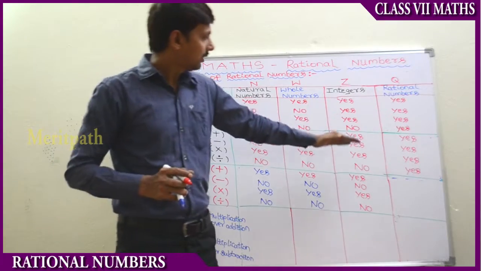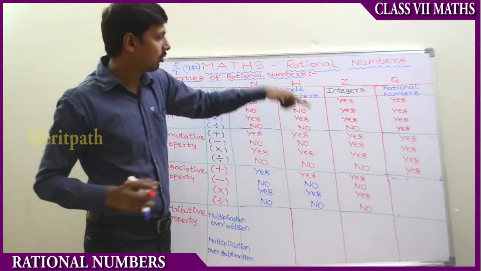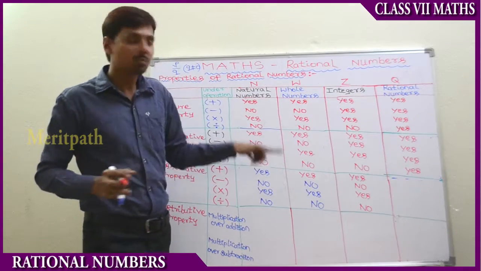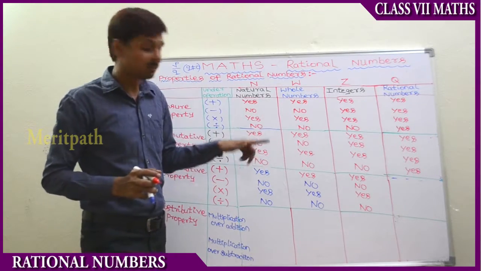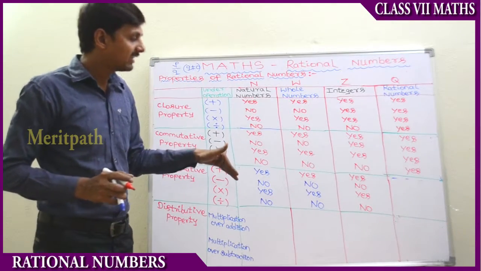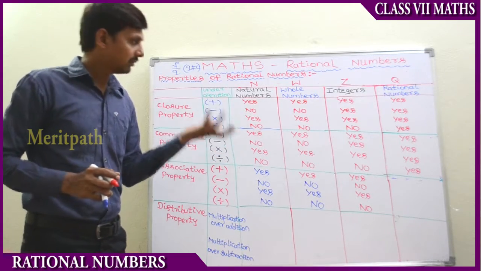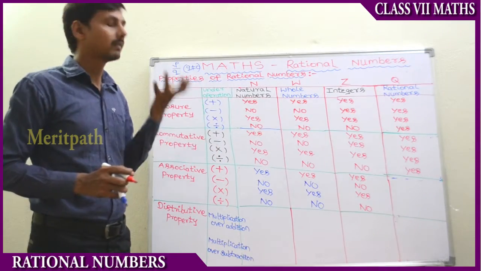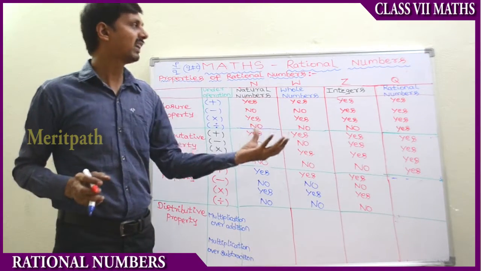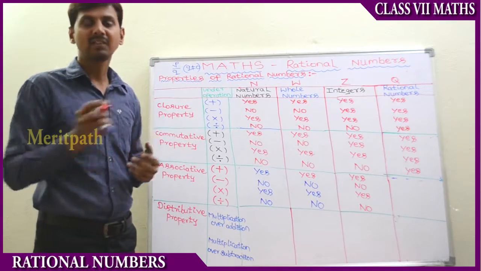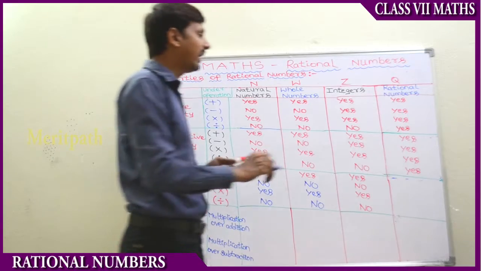The associative property of addition is possible on integers, subtraction is not possible, multiplication is possible, and division is not possible on integers. So let's go to the next property, that is rational numbers. The associative property of rational numbers for addition: we take three rational numbers and do addition.